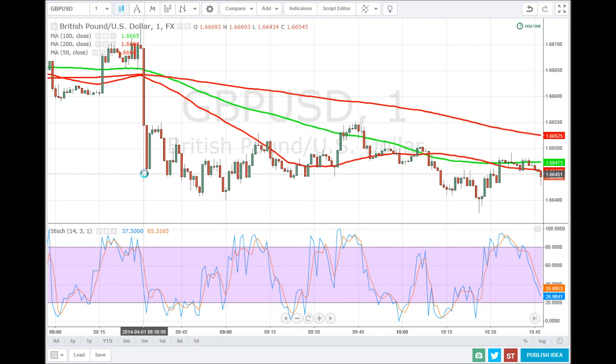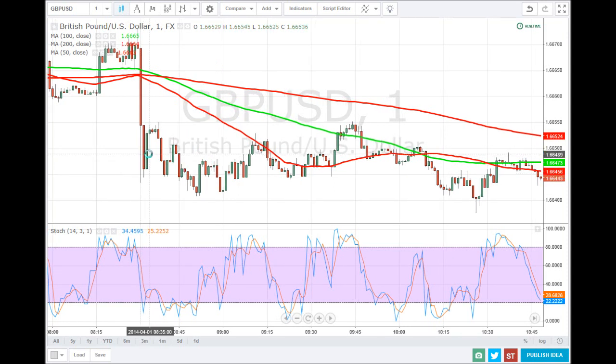The first step to this trading strategy is to wait till the 100 moving average, or the green moving average, is between the 200 and 50. I've coloured the 50 in red and the 100 in green just to make these indicators a bit easier to read. So we want the green to come in between both reds, to be sandwiched in there. That's our first step to trading this strategy.